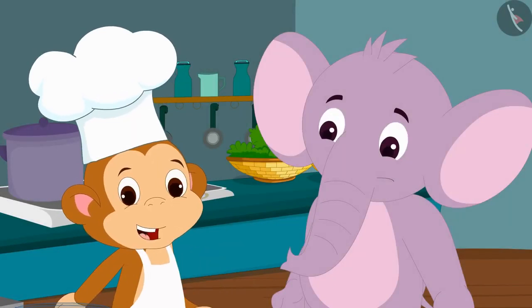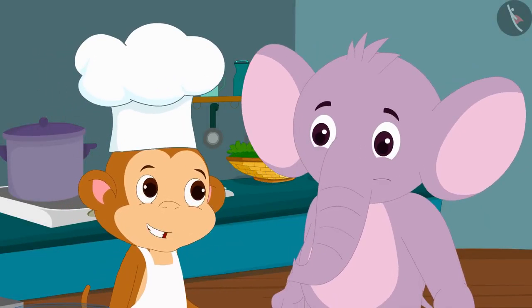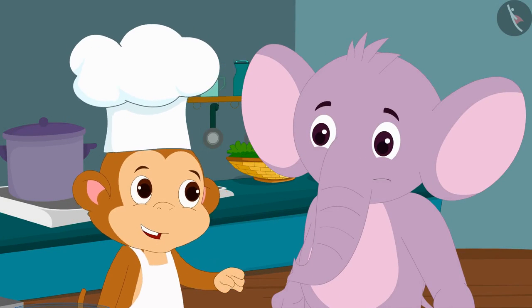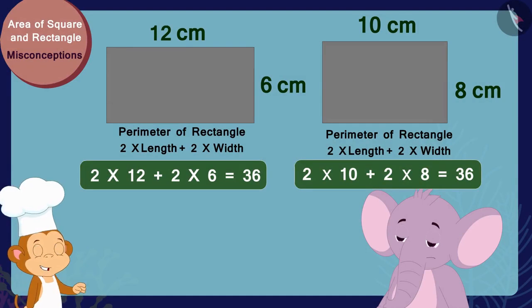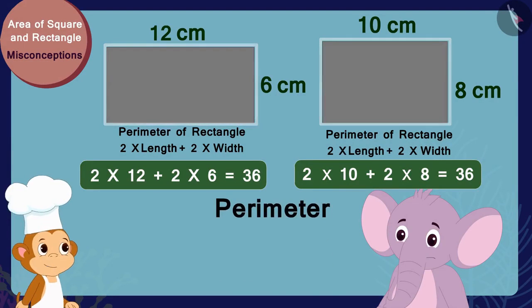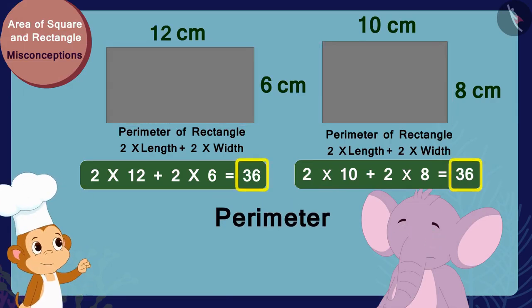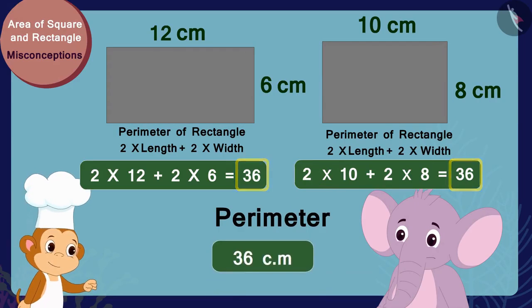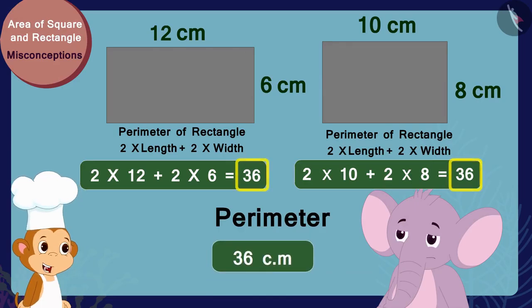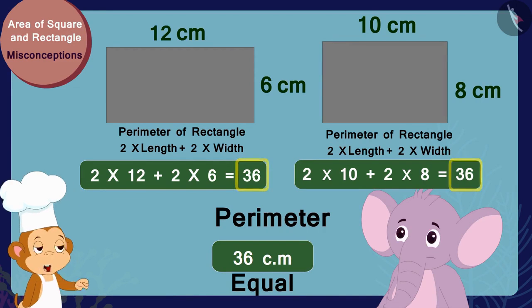Appu, I have found the perimeter of both trays in this way. And look, the perimeters of both are exactly the same. 36 centimeters. This means that both trays are exactly the same.